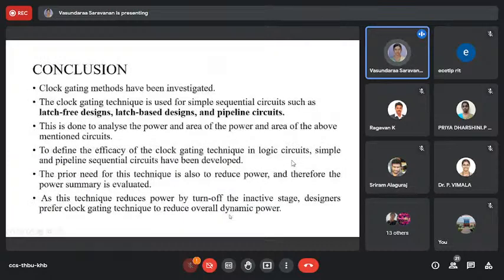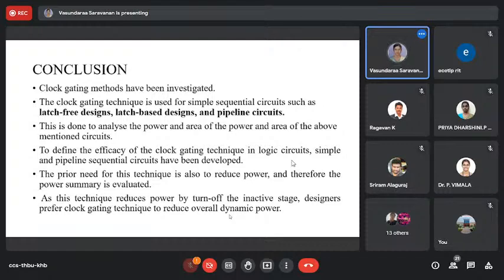Conclusion. Clock gating methods have been investigated. The clock gating technique is used for simple sequential circuits or latch-free, latch-based and pipeline circuits. This is done to analyze the power and the area of the above mentioned circuits.